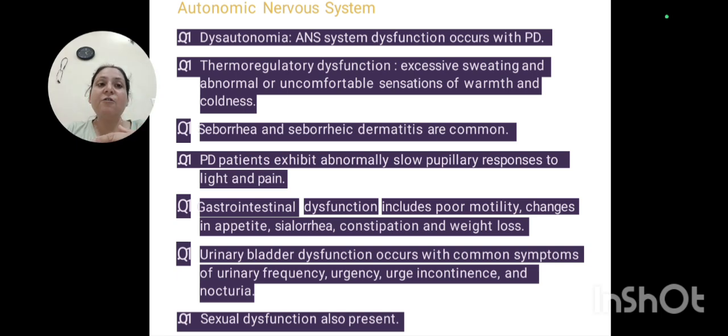Regarding the GIT tract, there will be dysfunction. There will be poor motility, changes in appetite, sialorrhea, constipation and weight loss. And regarding urinary bladder dysfunction, you will find urinary urgency, frequency, incontinence and nocturia will be very common, and even sexual dysfunction is present. So all this is because of the autonomic nervous system.